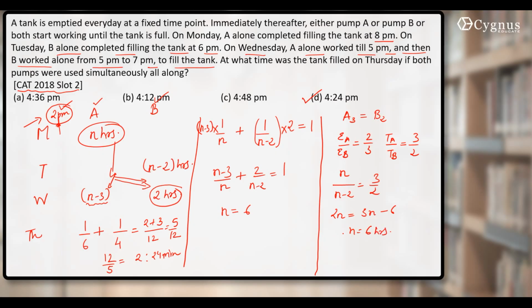Now, what else? We can put this N equal to 6 here, and we'll get 2 hours and 24 minutes again. So the final answer will be 4 hours and 24 minutes, that is 4:24 pm. And this was the conventional method, and this is a shortcut to solve this question.